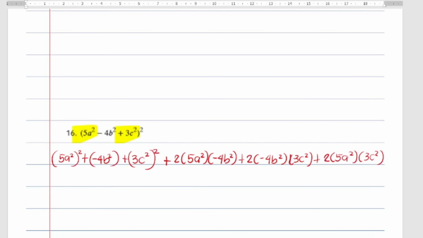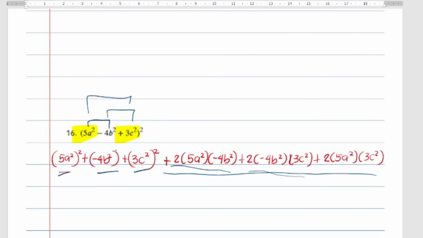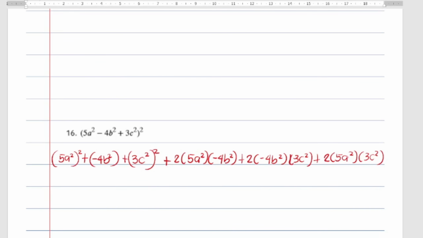Okay, again, you square each term, you square all the terms, so we're expecting 3 squares right here. Then, the next 3 terms, we will pair each term then times 2. For example, the earlier part, 2 times 5a squared times negative 4b squared. And the next part, the next partner, 2 times negative 4b squared times 3c squared. And the last one, 2 times 5a squared times 3c squared. Okay? There are quite a lot of pairs, but using the pattern, I think it would be quicker.